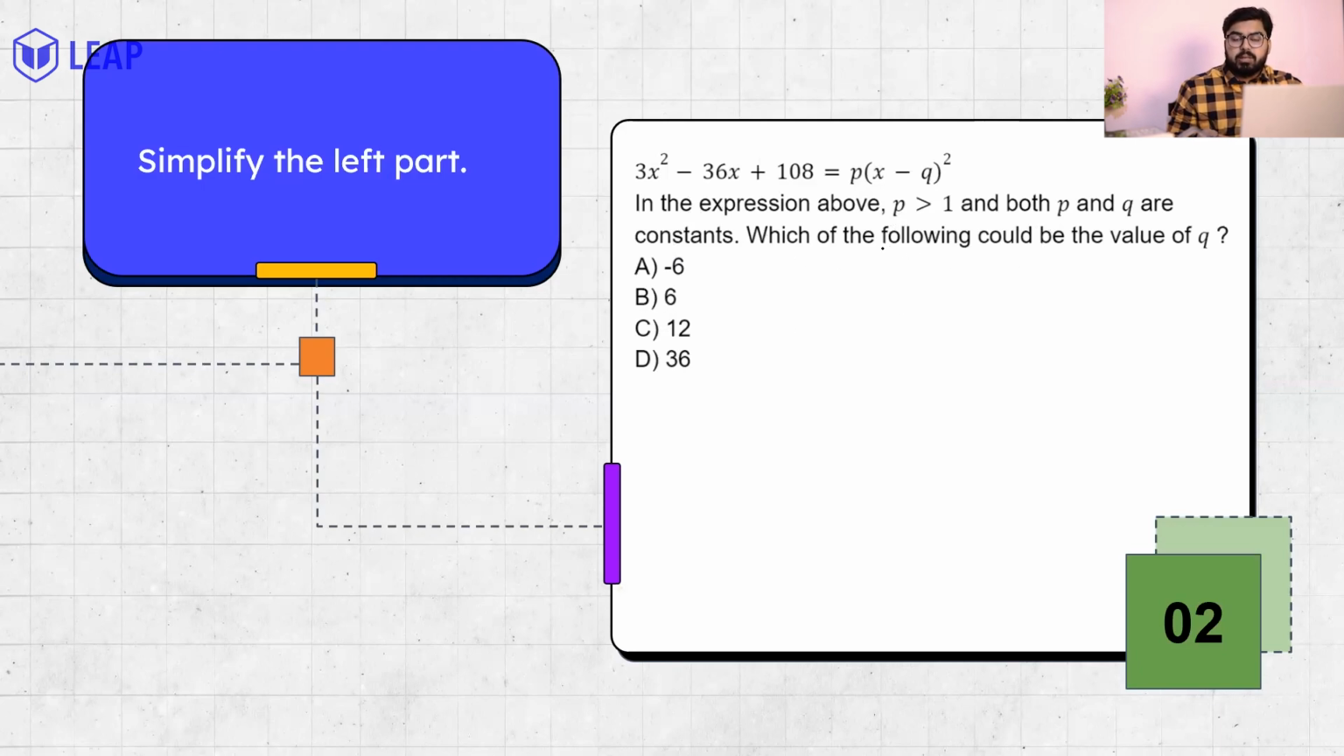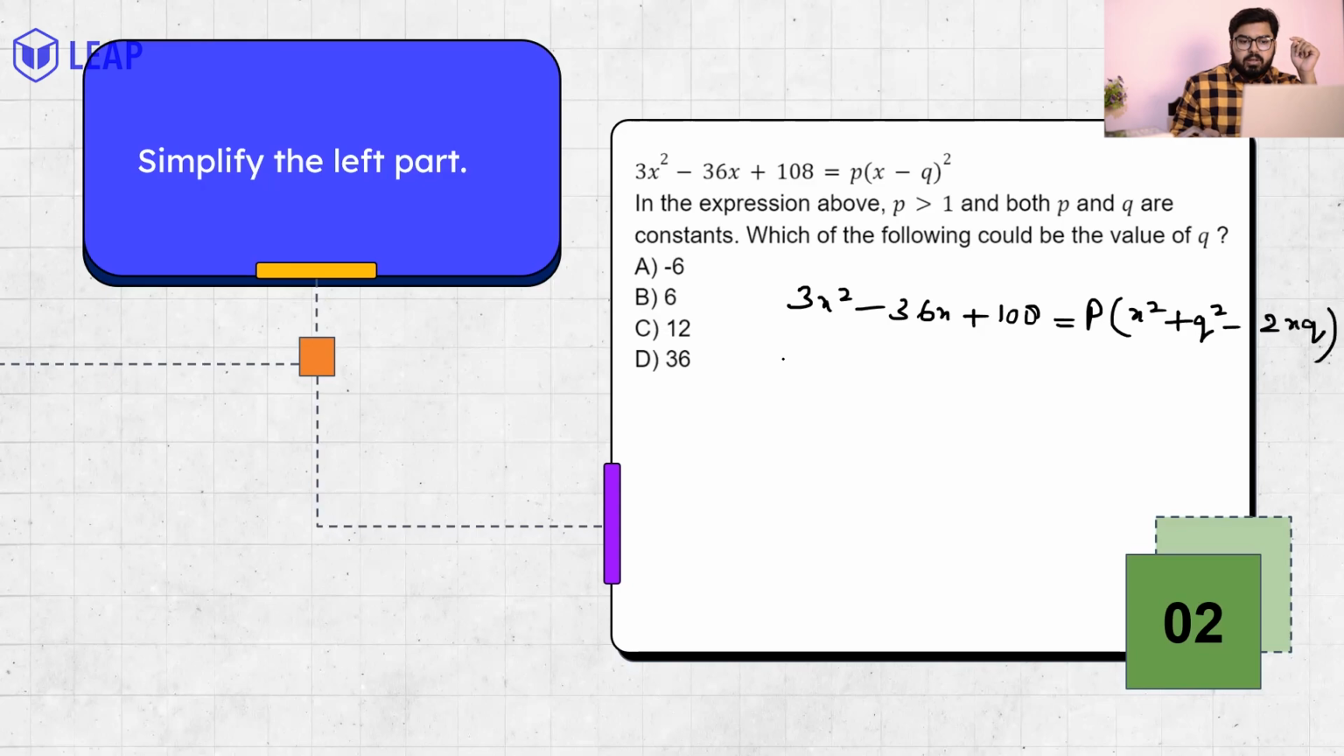So if we know that p is a number that's going to be greater than 1, and p and q are constant, we have to get the value of q. So what we can do is we can try expanding the RHS, right hand side of the equation. We can expand using the classic quadratic, a square plus b square minus 2ab.